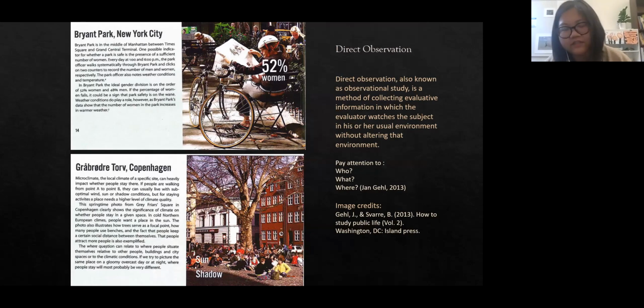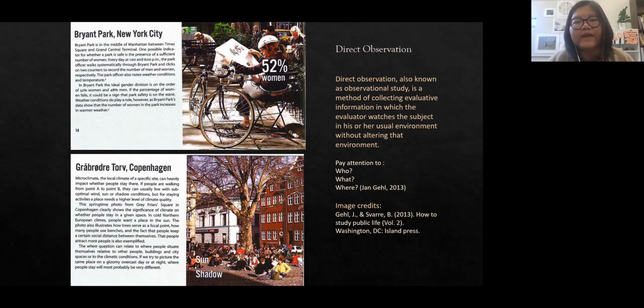And then the second method is very straightforward, but probably you are not paying attention to it quite closely: direct observation. Direct observation is a method of collecting evaluative information in which the evaluator watches the subject in his or her usual environment without altering that environment. So you're not touching the site, you are not interfering with what they're doing, you're just observing what they're doing. But there are several components to having an effective observation. You see there, you look at it, that's a very casual observation.